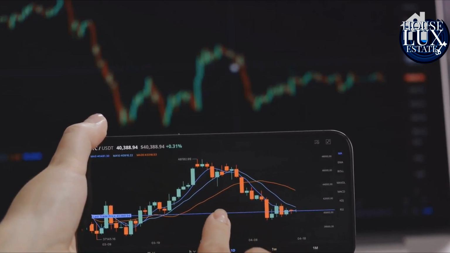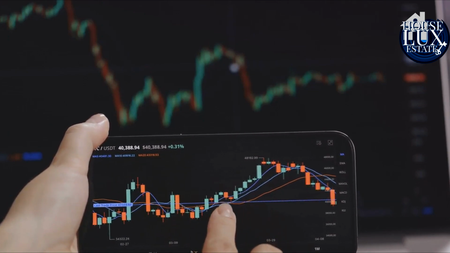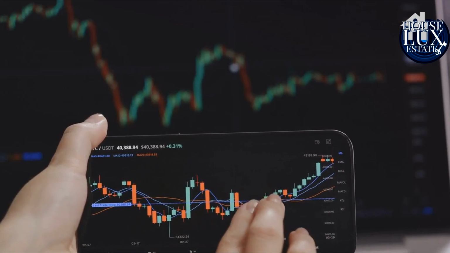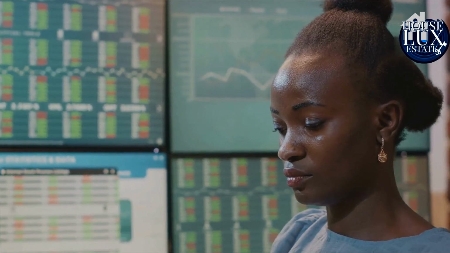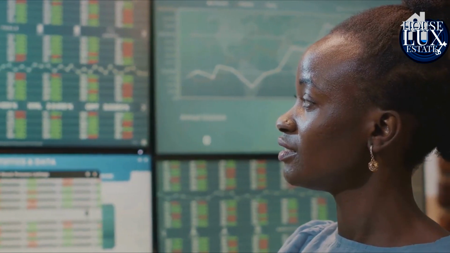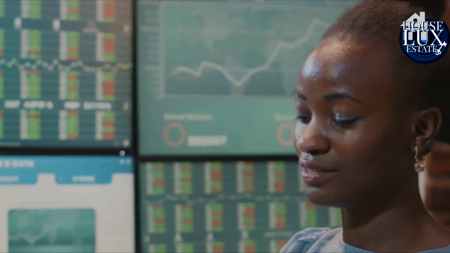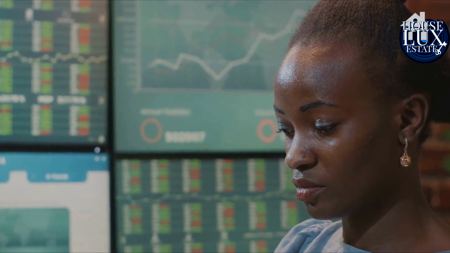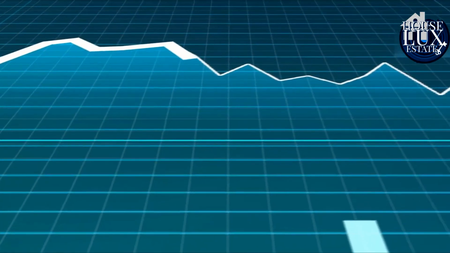We've also unraveled the complex subject of risk management. It's not just about avoiding risk, but rather managing it effectively. This involves identifying potential risks, assessing their impact, and implementing strategies to mitigate them. In the world of investments, risk is inevitable, but managing it can be the difference between financial success and failure.